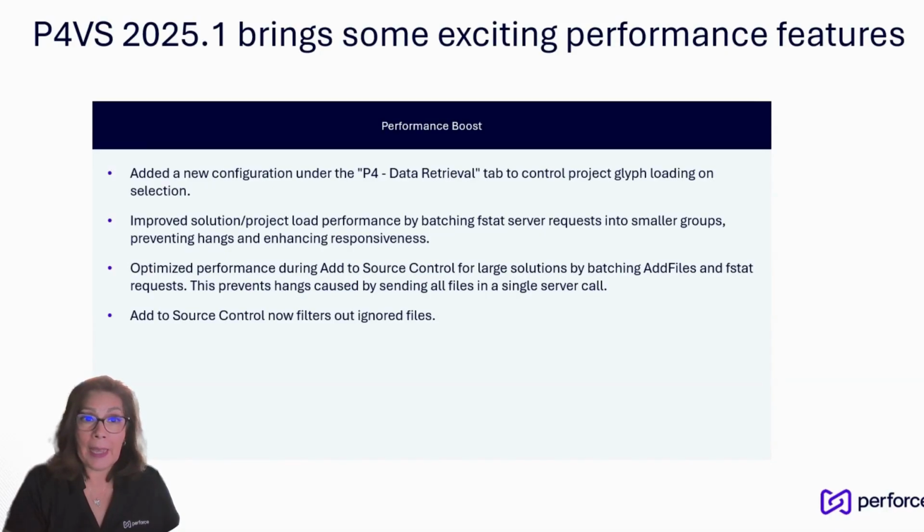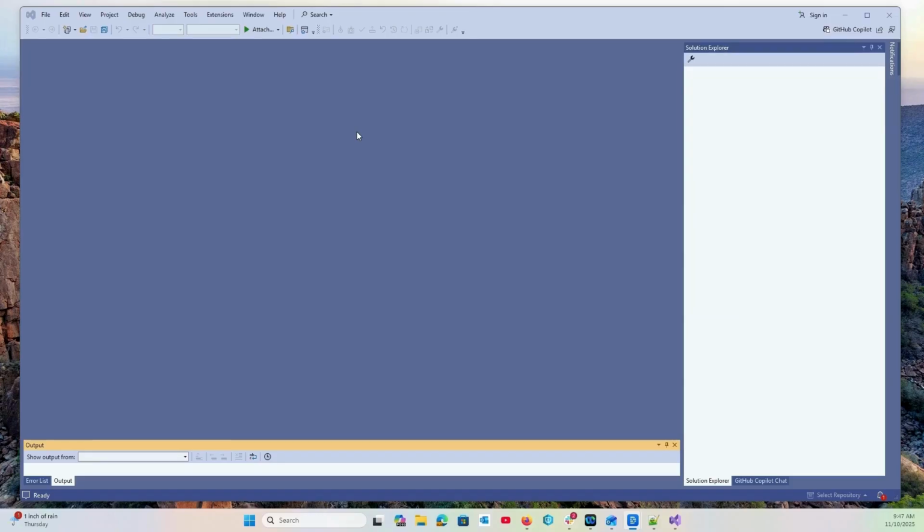And lastly, add to source control now filters out ignored files. With these latest performance features, it makes collaboration and code management smoother than ever. We hope you enjoy these latest features. Let's walk you through the essentials.